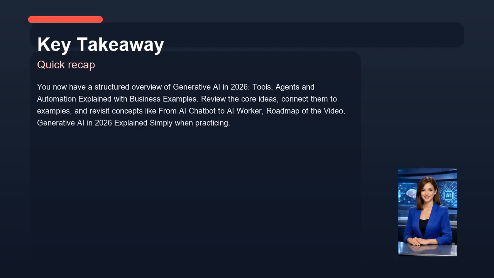To wrap up, here is the key takeaway. You now have a structured overview of generative AI in 2026, tools, agents, and automation explained with business examples. Review the core ideas, connect them to examples, and revisit concepts like from AI chatbot to AI worker. Roadmap of the video: Generative AI in 2026 explained simply when practicing. If you can explain the idea in your own words, you have really understood it.